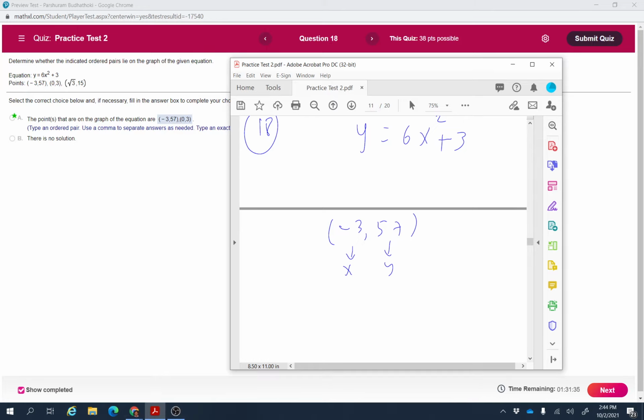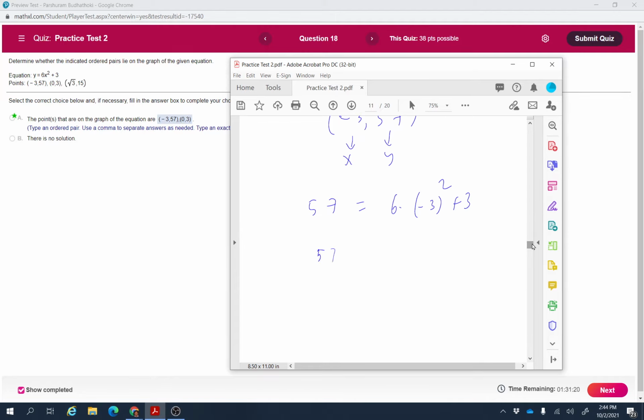Okay, so x equal -3 and y equal 57. If I plug this value here, on the left side I will have 57, on the right side I will have -3 squared times 6 plus 3, and eventually it's 57. 6 times -3 squared is 9, plus 3, so 57 equal 54 plus 3 equal 57. So that's a true statement. So that's the reason this -3 comma 57 lies on the graph of this equation.